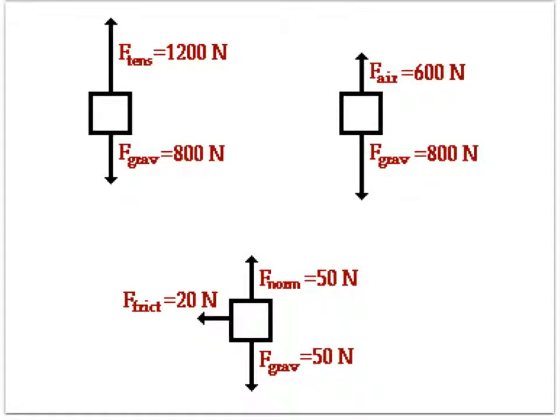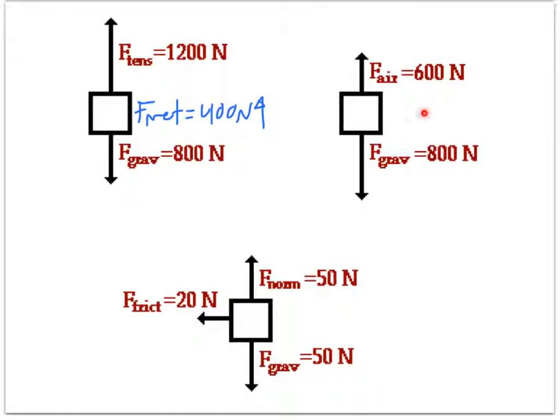Here are some examples of some objects that are experiencing forces on them. This first one, if I look, I have F tension, that's a tension force from a rope or a chain, and I have F grav, which is the weight of the object. Now this object has a weight of 800 newtons, and there's a tension force of 1200 newtons acting up on it. If I add those together, 800 down, 1200 up, it's really a net force of 400 newtons up. That's my net force. And that I would use if I had the mass of the object to find the acceleration rate of this object upward.